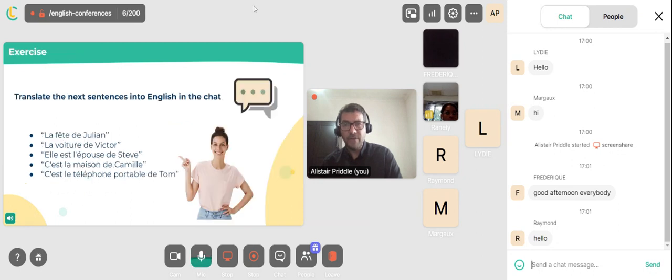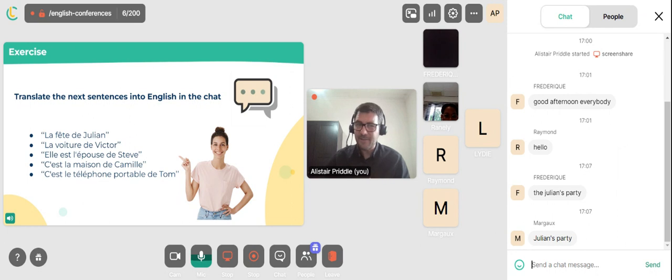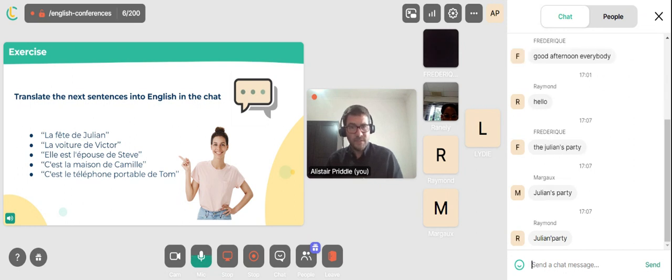Okay, so we have a chat exercise, guys. If you want to participate, we have 5 sentences there, all in French, and we want to try to translate them into English in the chat and use the possessive noun in each sentence. So I'm going to read through these in French. I'm not the greatest at French pronunciation, but the first one: la fête de Julien, la voiture de Victor, elle est l'épouse de Steve, c'est la maison de Camille, c'est le téléphone portable de Tom.